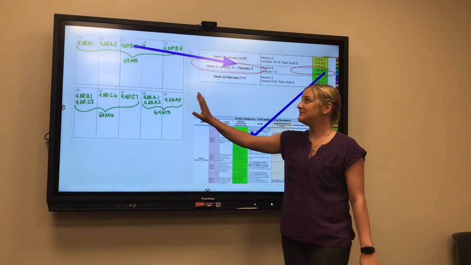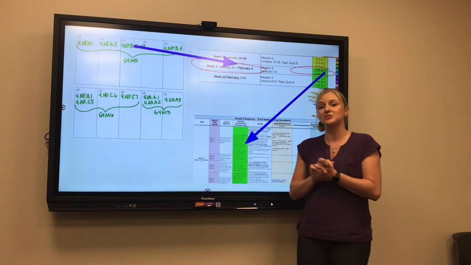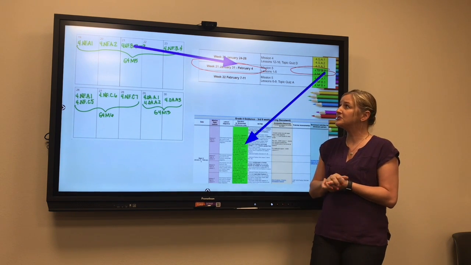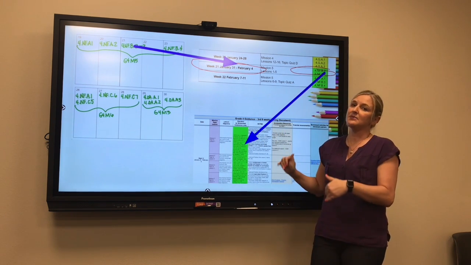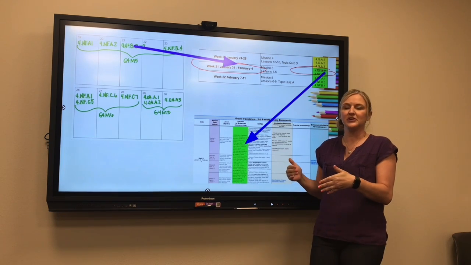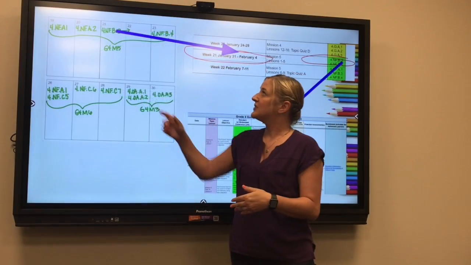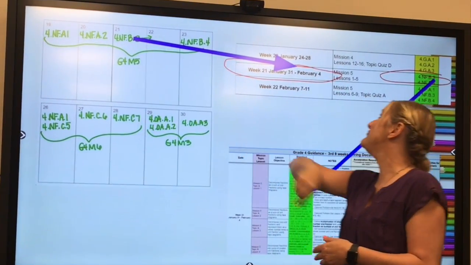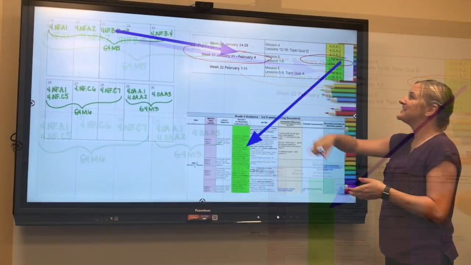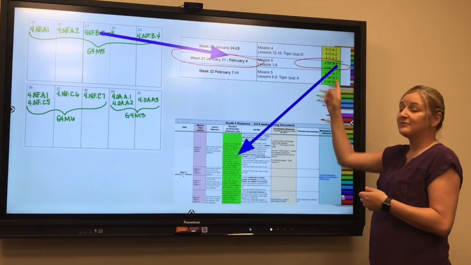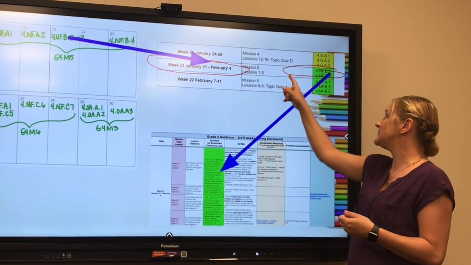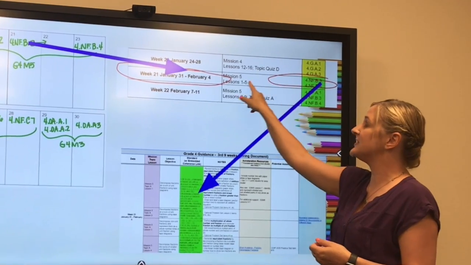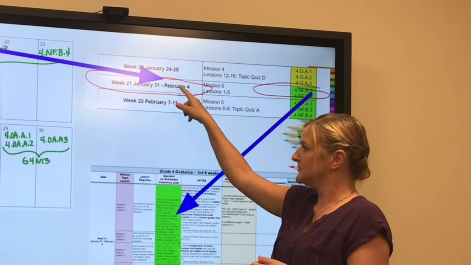Now that we've mapped out our instruction and talked about the resources that are able to be used, let's actually see the steps that we take to decide what we're going to use for instruction. So if I'm going to accelerate for NF.B.3, then I'm going to go to my Year at a Glance tab for the 21-22 scope and sequence, and I see that it starts here in week 21.